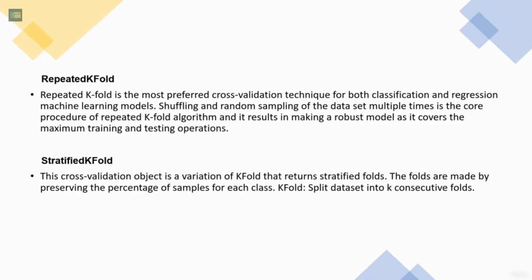Stratified k-fold is a cross-validation object that is a variation of k-fold that returns stratified folds. The folds are made by preserving the percentage of samples for each class. This is very important. This is the main difference of stratified k-fold, that it preserves the percentage of samples for each class while making the folds, whereas k-fold splits the dataset into k consecutive folds. So that's about repeated k-fold and stratified k-fold. Now we are going to use these two methodologies to create all the models for which we have defined common methods.